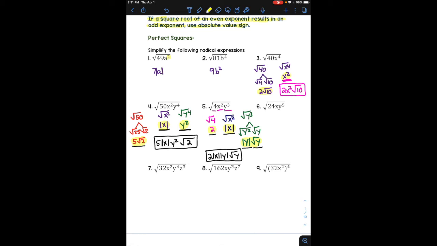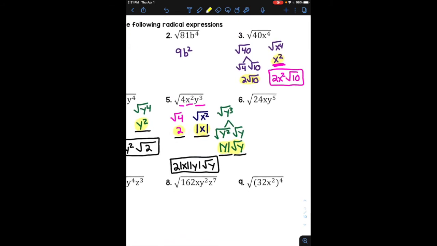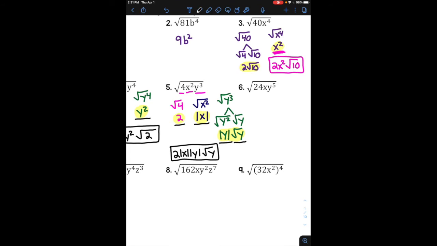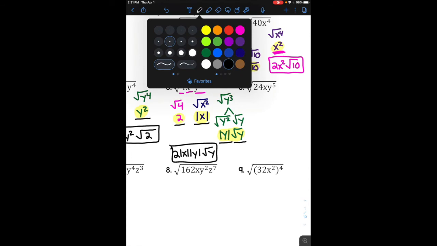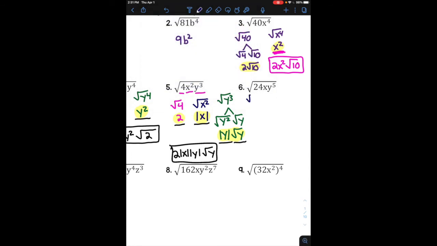Let's go ahead and move on to problem number 6, in which we see all 3 of these parts of the expression, the coefficient and both variables, none of them are perfect squares. So let's talk about each individually, in which the first thing we'll take the square root of is 24. What's the biggest perfect square that would go into 24? That would be 4 times 6. That would simplify to 2 root 6.